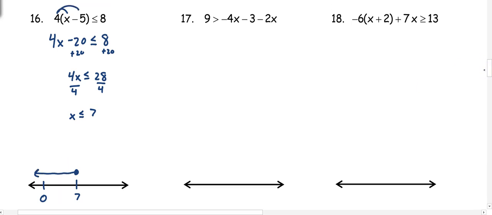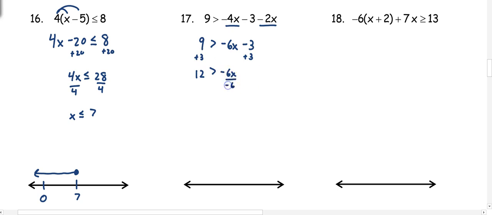Number 17, in order to solve for x, we need to combine our like terms. We have these two x's that combine. Remember when they're on the same side of the symbol, we use the signs they have to combine. So we have 9 is greater than negative 6x minus 3. So in order to solve for x, we're going to add 3 to both sides. And we get 12 is greater than negative 6x.